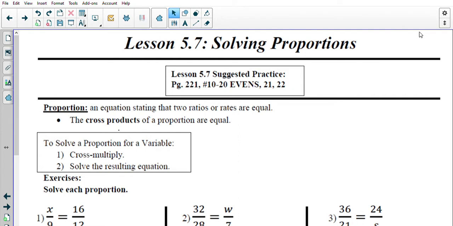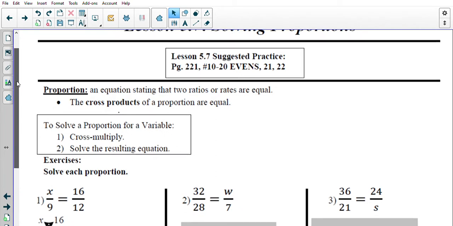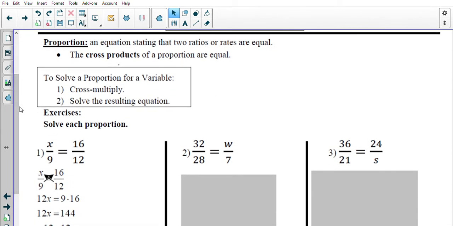Today's video comes from the lesson 5.7 guided notes on solving proportions. We worked with proportional versus non-proportional relationships, but we haven't specifically defined what proportions are. Well, proportions are just equations stating that two ratios or rates are equal. The cross products of a proportion will be equal to each other.